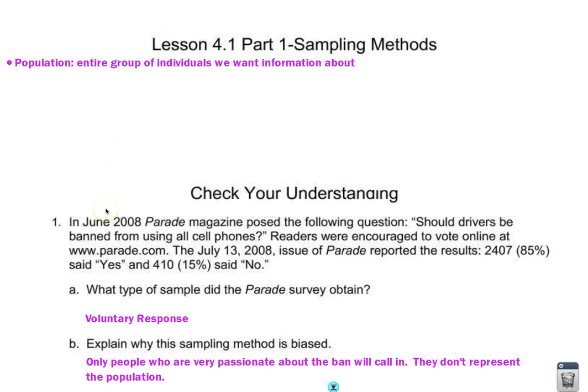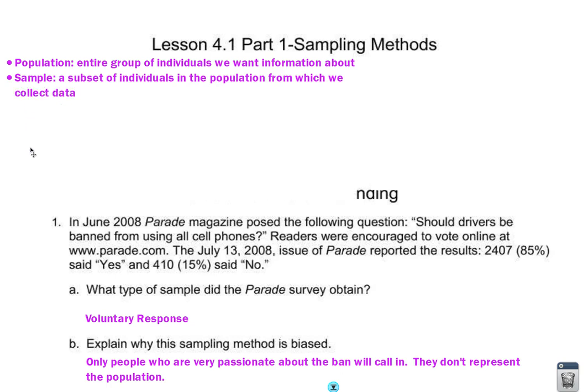So the population is the entire group of individuals we want information about. Today's population was all of the words in the lyrics to her song Crazy in Love, okay? From that population, we took a sample, which is a subset of individuals in the population from which we want to collect data. Okay, so our sample was 5 words.